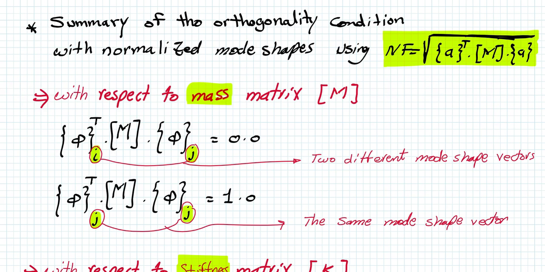Let's put some summary for what we have explained regarding the orthogonality and the normalization, because they are important. So we can say: summary of the orthogonality condition with normalized mode shapes using the third method, which is using the normalization factor of the radical, as we said, phi transpose times M times phi again. This is the NF, which is the third method.